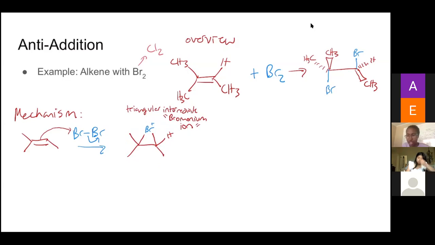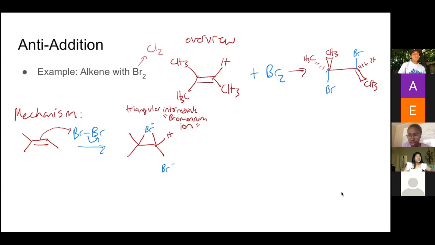And in anti-addition problems, the triangular intermediate is attacked by the Br- that we have floating around in solution. The Br- is going to attack the more stable carbon. And remember, we can determine carbocation, well, not carbocation, but carbon stability in a similar way that we evaluate carbocation stability, by the number of carbons that each carbon is attached to. So based on that, which carbon is our Br- going to attack? It's either going to be this carbon or this one. Would anyone like to take a stab at that?